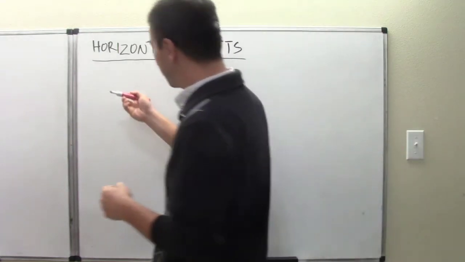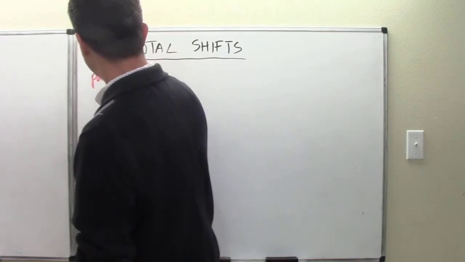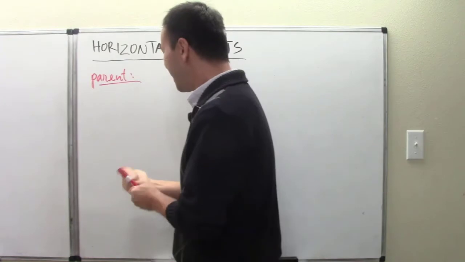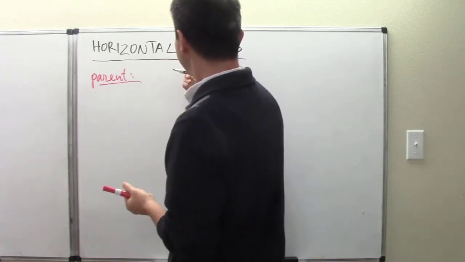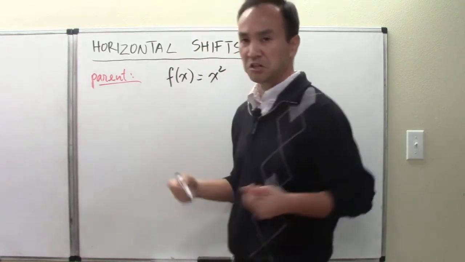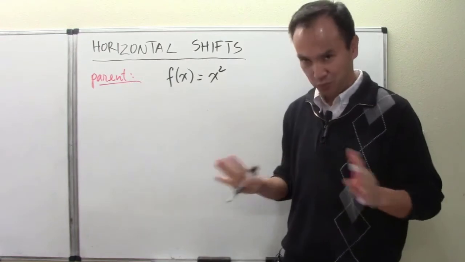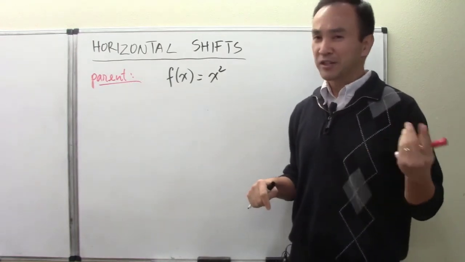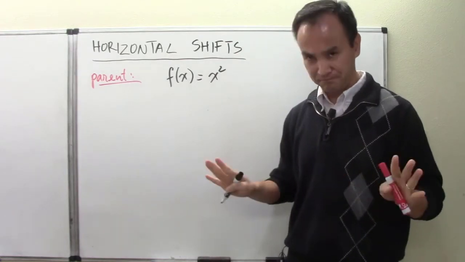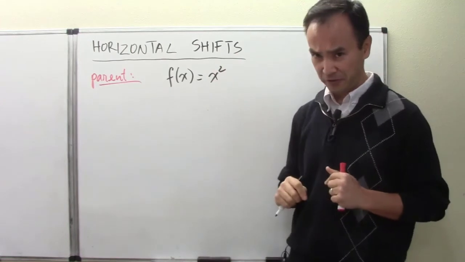As far as the parent function, let me choose to work with the following function. Let's work with f of x equals x squared. We may or may not have worked with this function, but it's just one of the functions. Whether this function appears common to you is not important at this point. It's a function, and I call it a parent function.